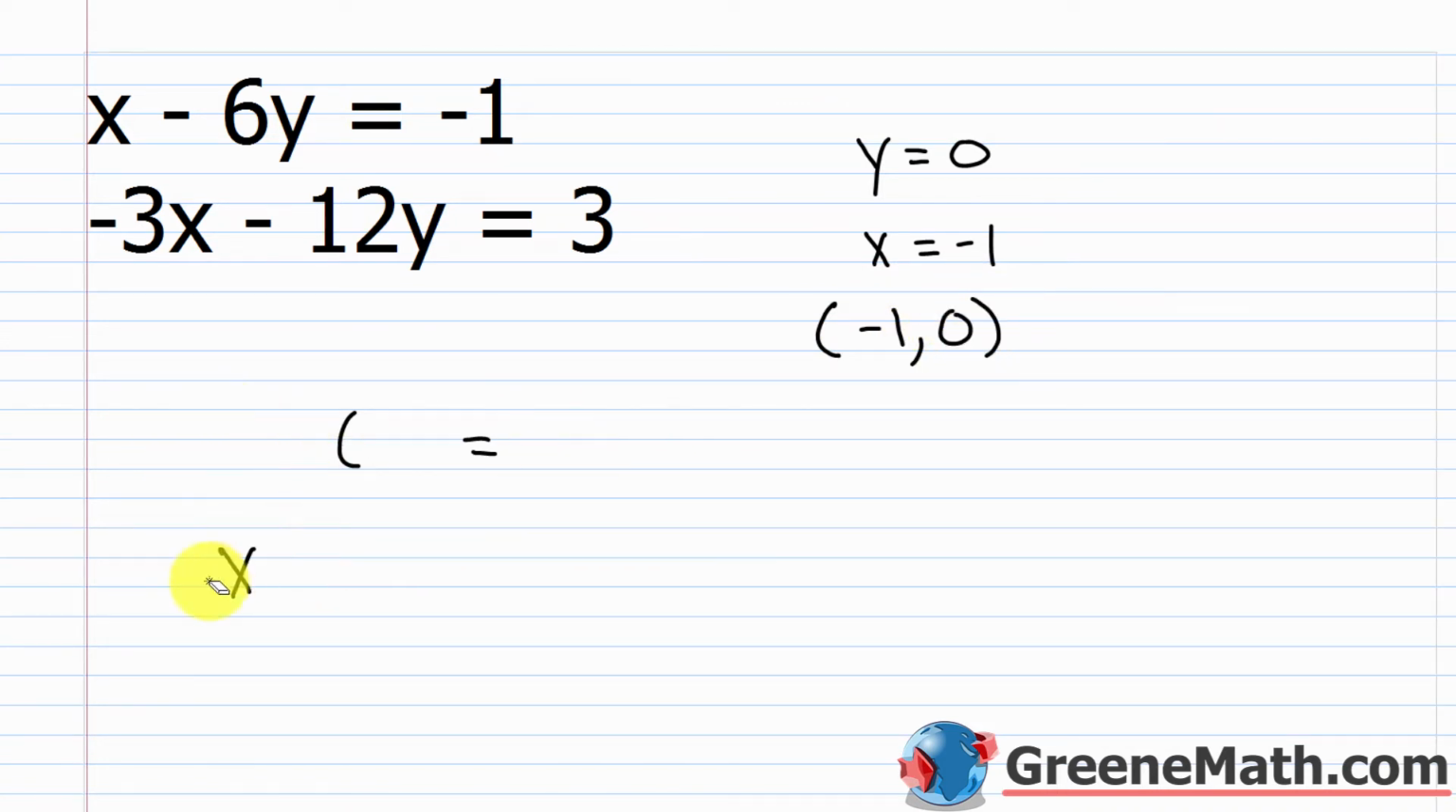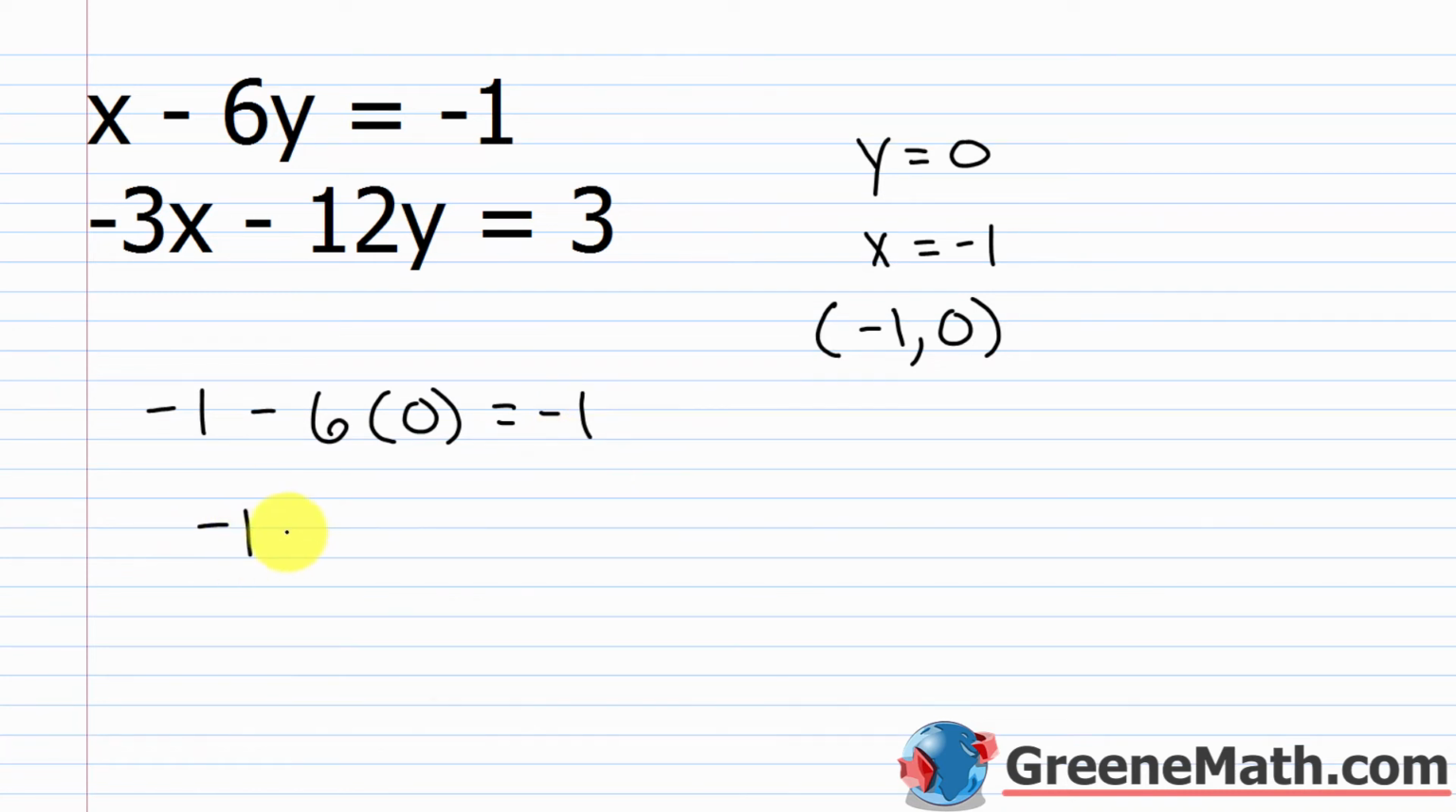So let's check our result in each original equation. Make sure that we didn't make a mistake. So I'd have negative 1 plugged in for x, minus 6 times 0, plug that in for y, equals negative 1. We'd have negative 1 minus 6 times 0 is 0, so negative 1 minus 0 is just negative 1. So you get negative 1 is equal to negative 1. So it works out here.